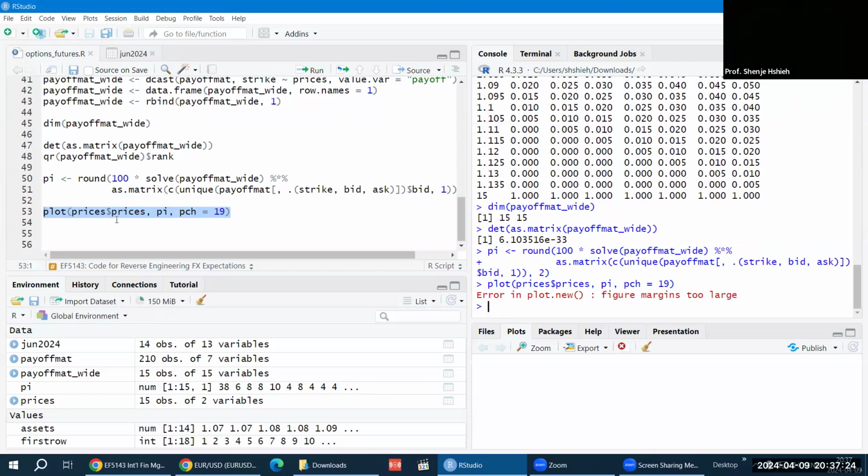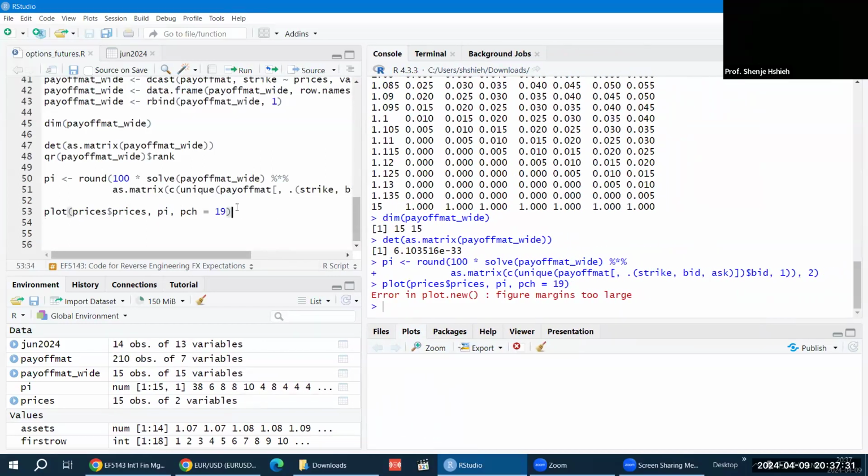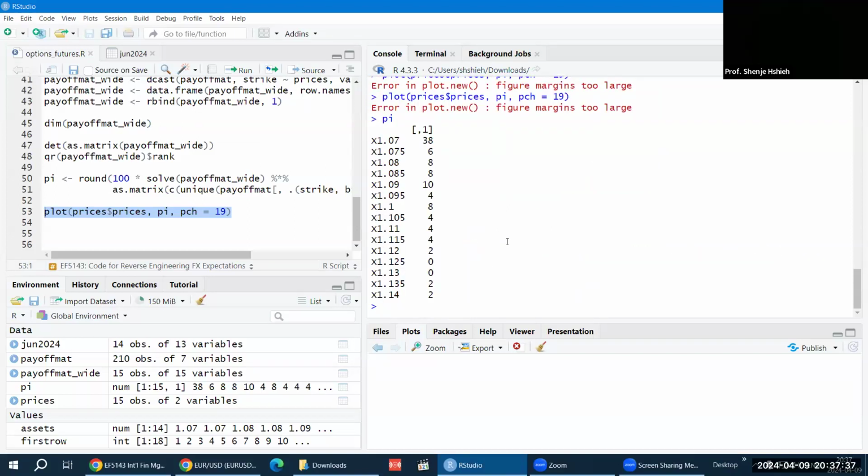Margins, figure. Maybe if I did this. All right, fine, I'll just show you the pi. Those are the probabilities. I can't plot it here for some reason, but I can plot it here. You can see that there's a 40% chance that everyone believes the euro basically stays at 1.07.